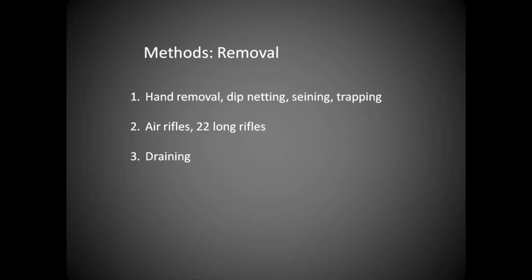Dip netting is a good way to see if there are tadpoles in an area or not, but it's not as effective as seining. We have two types of seines. They're both bag seines. We use one for sampling. It's a 12-foot long, 4-foot tall bag seine that's easy to handle with two people. You do one or two seines there and usually get an idea how many tadpoles there are.